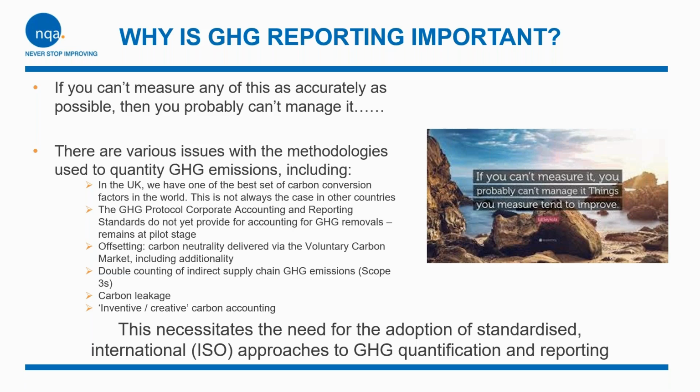And then, of course, one company's scope 3 emissions are very often another company's scope 1 and 2 emissions. So there can be a risk of double counting of those supply chain greenhouse gas emissions in the scope 3s. And there's a risk also of carbon leakage, which is really offshoring operations to a less stringent regulatory environment, so that you don't account directly for the carbon emissions associated with your activities. And unfortunately, we also see some inventive and creative carbon accounting techniques going on.